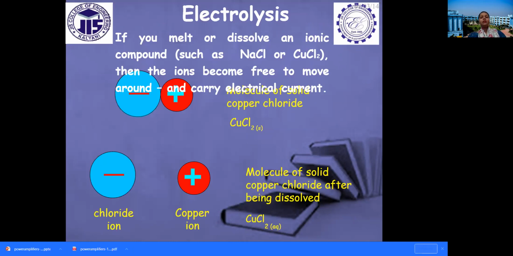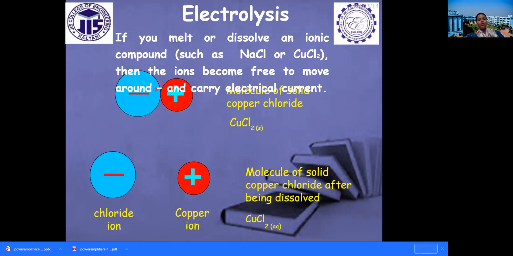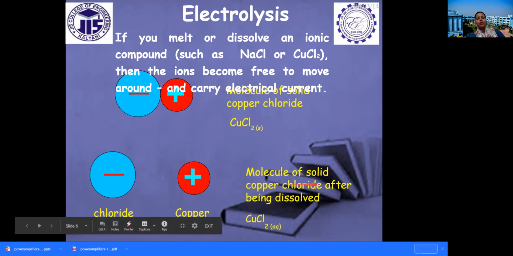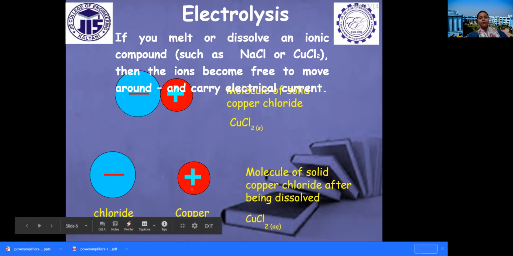Electrolysis. If you melt or dissolve an ionic compound such as NaCl or CuCl2, then the ions become free to move around and carry electrical current. The blue circle is showing here the negative ion and this is the positive ion. If this is a molecule of solid copper chloride, after being dissolved, the negative will be the chloride ion, and the positive will be the copper ion.